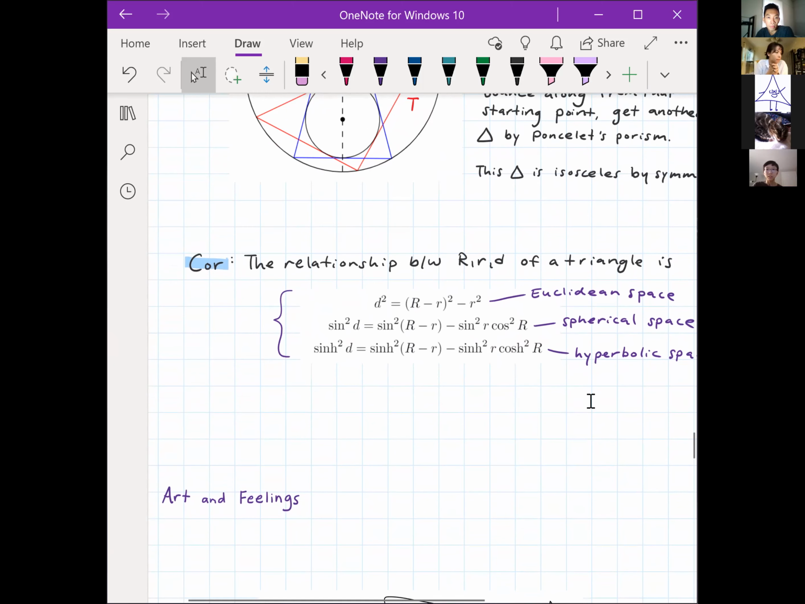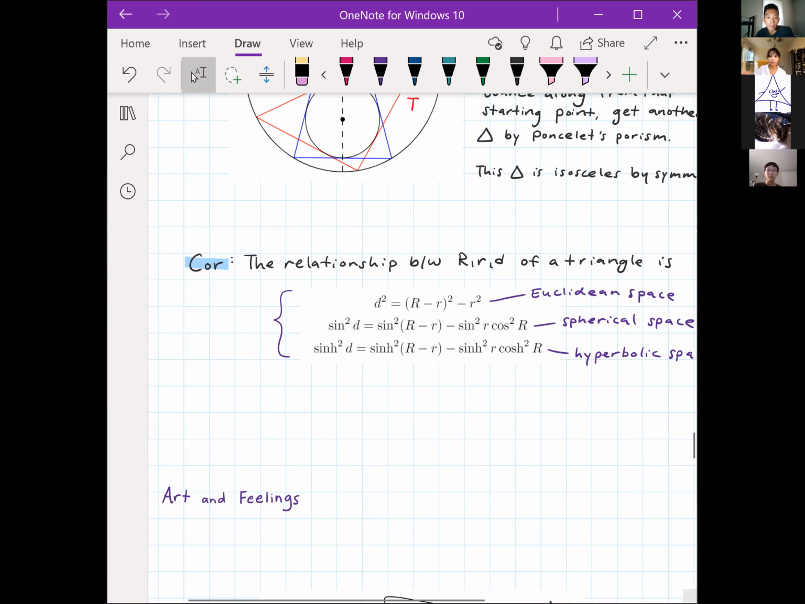We talked about Poncelet's Porism, and also how we can use this theorem to understand more about triangles in spherical and hyperbolic space. So to close the talk, I wanted to talk about why the theorem resonates with me on an emotional level. I feel like sometimes as mathematicians, we can get caught up in the more technical aspects of our work, like the definitions, the theorems, the proofs.